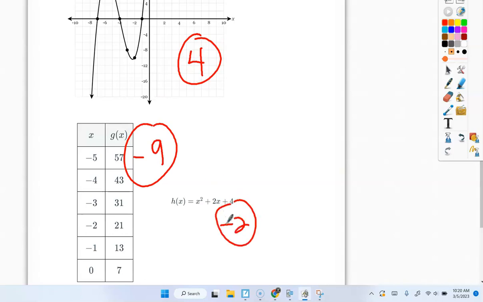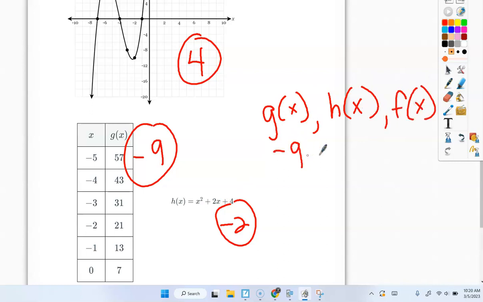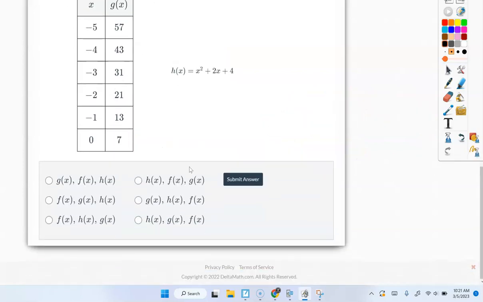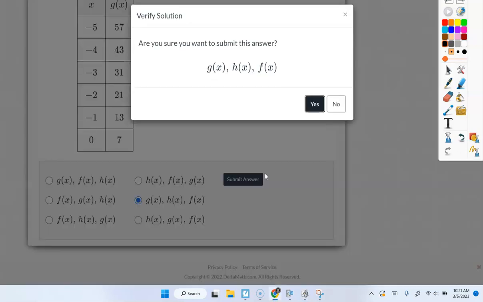So it looks like the lowest is g of x, then h of x with -2, and then f of x with +4. So -9, -2, +4, that's the order from least to greatest, which is what they asked for. G of x, h of x, f of x. I'm going to scroll down here, choose that option, and submit my answer.